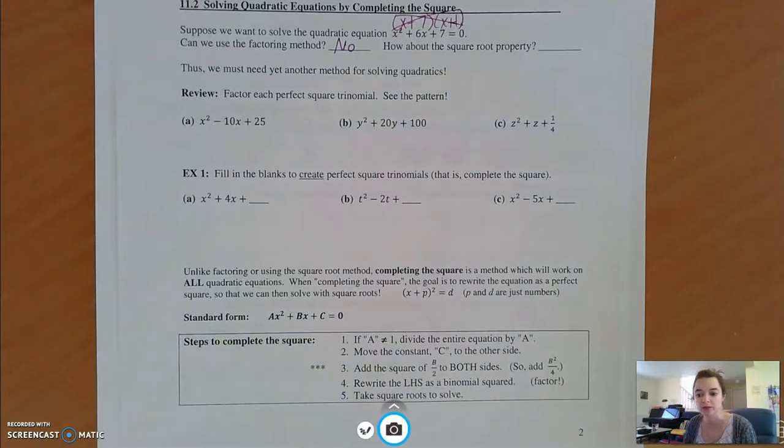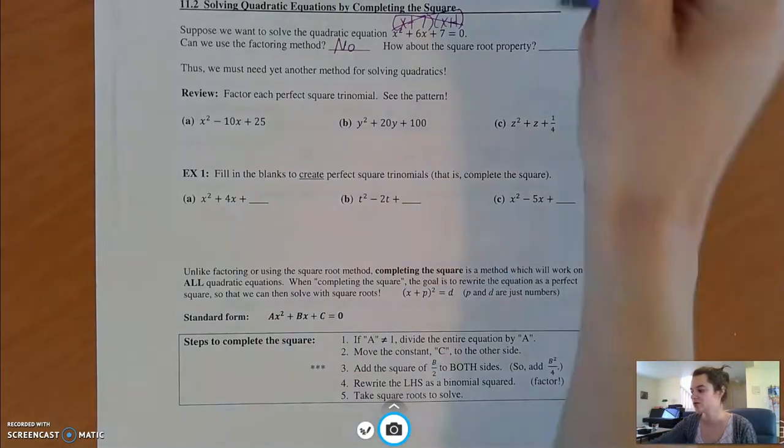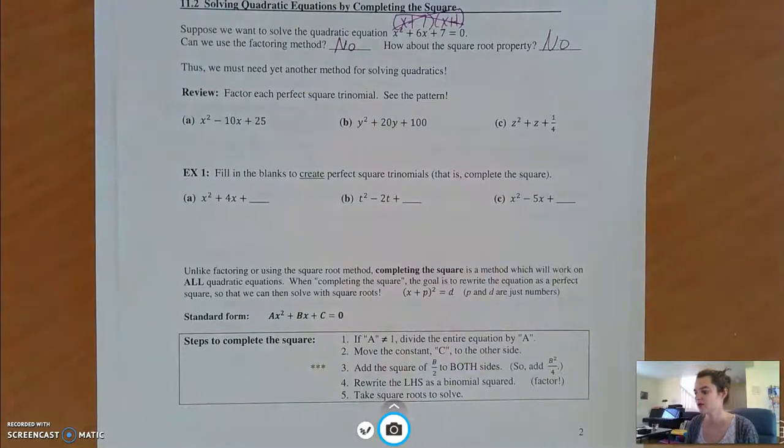How about the square root property? Could we use that? Not really, because we couldn't get a square by itself. You know, we could get x squared by itself, but then we'd have an x on the other side. And that's not really solving it, right? So not really. So we need another method. So the other method that we're going to learn today is called completing the square.